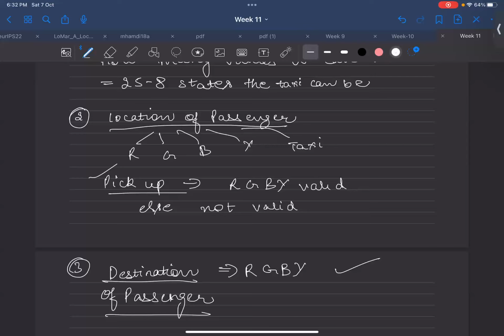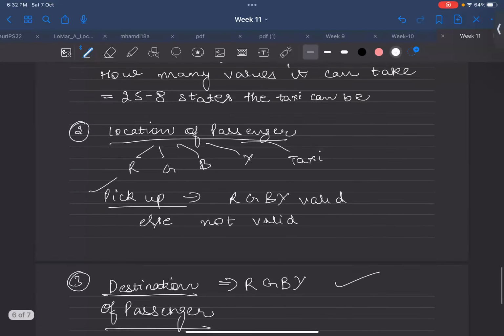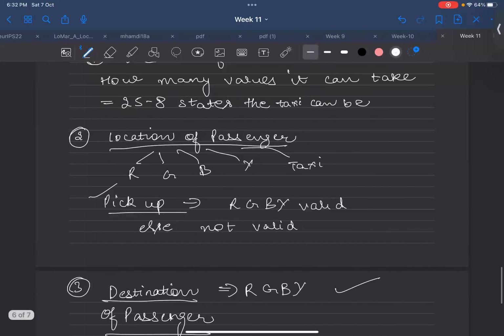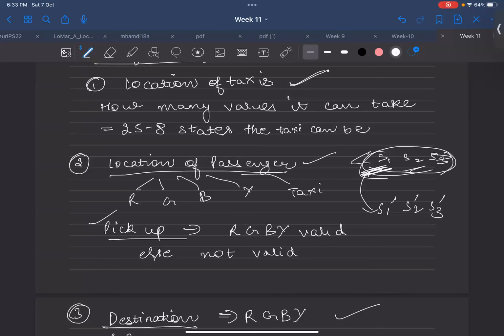Actually, the state is not something where I have to calculate the overall state. The state is supposed to be in the form of a tuple. The first state is the location of the taxi. How many values can there be? 25 minus 8. The other states are S1, S2, S3. Every time these three will change. If you do something, maybe the location of the taxi will remain the same, or it will change. I can have it in the form of a tuple S1, S2, S3.